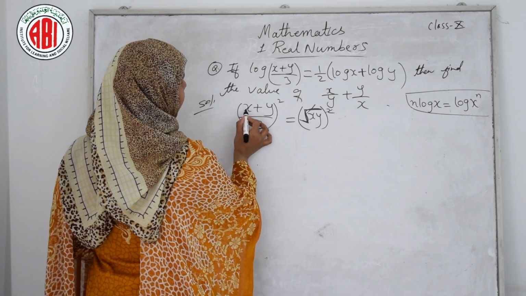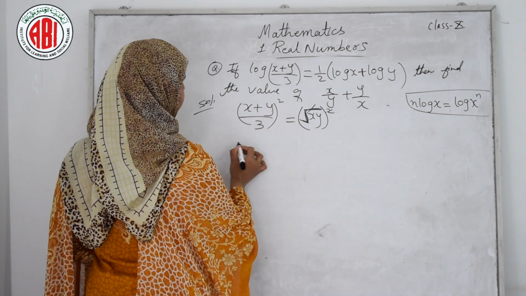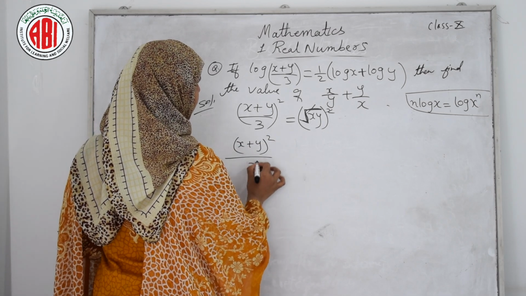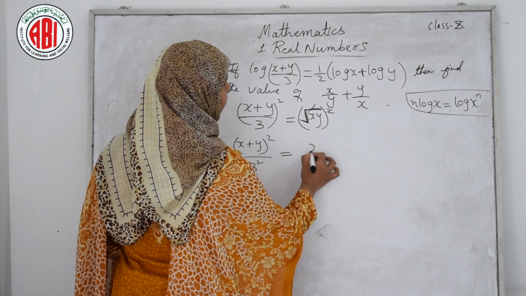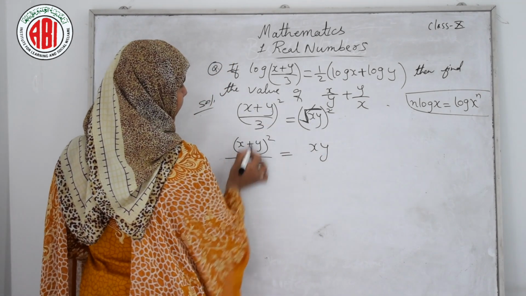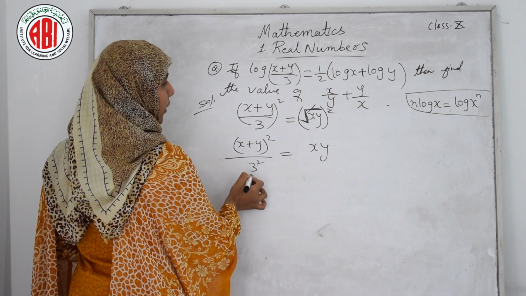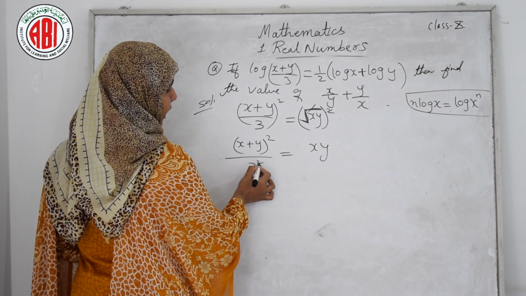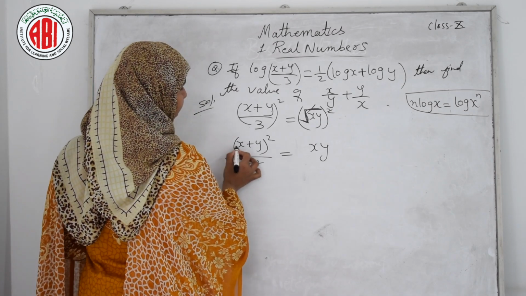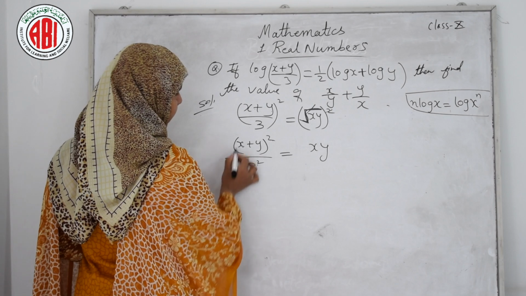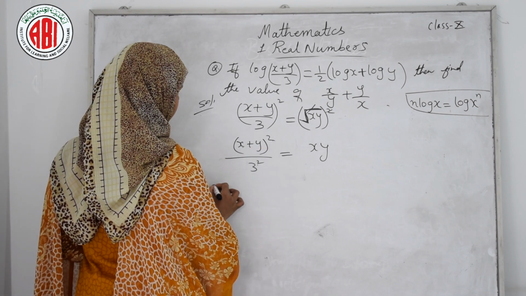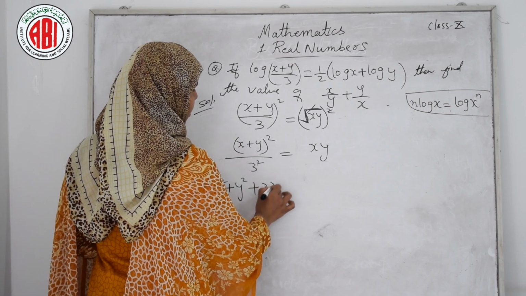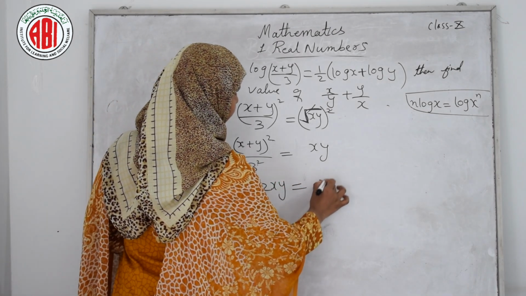Now this is in the form of (x plus y) whole square divided by 3 square, that is equal to xy. The square is applied over both the numerator and the denominator, so 3 square in the denominator. We are using the identity here: x square plus y square plus 2xy, over 9, is equal to xy.